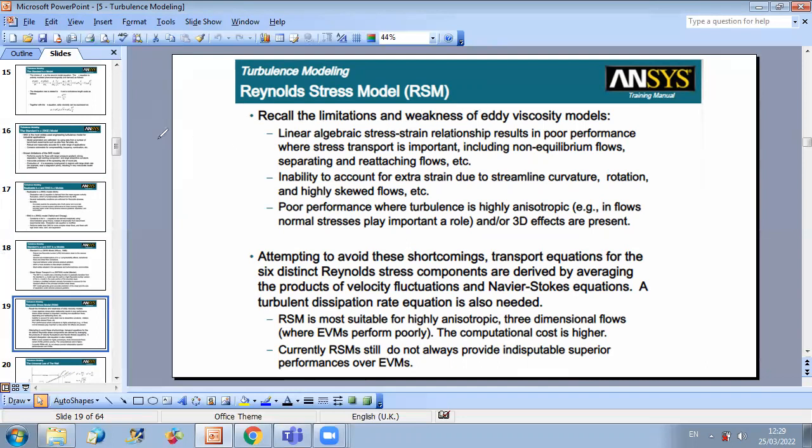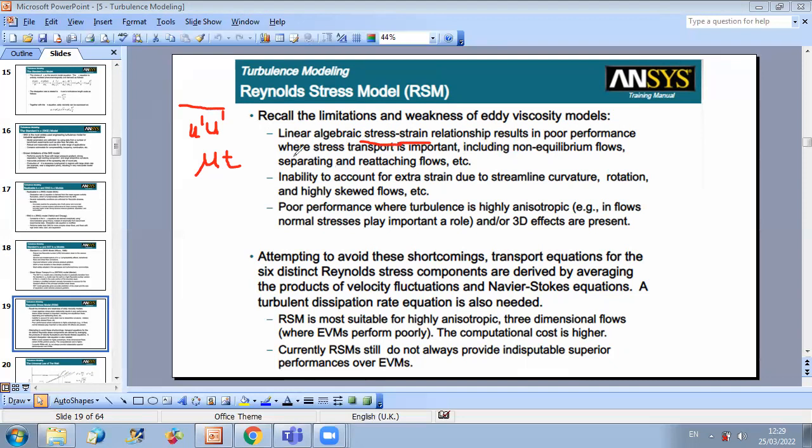In eddy viscosity models, we related the stress component, the Reynolds stress component, to the stress strain by a proportionality constant, which is the eddy viscosity. This model showed good performance in some applications, but as we said before, it showed poor performance in case of separation, in case of reattaching flows, etc.